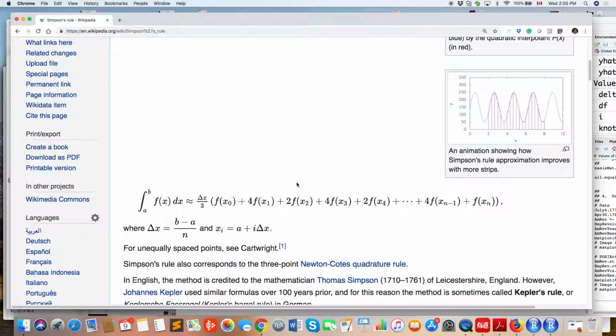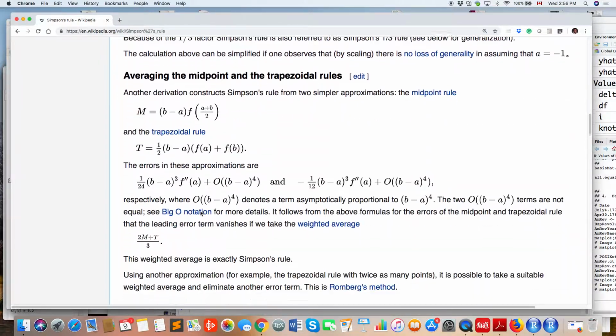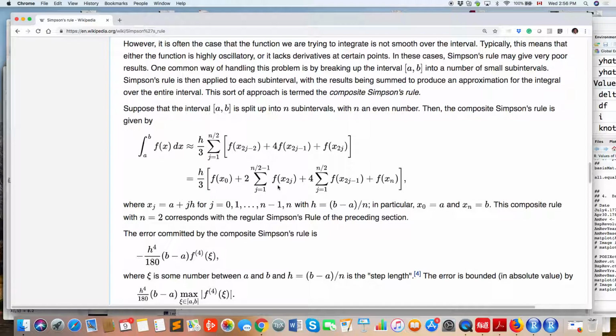So this is the Simpson's rule on how to evaluate the integral of a function, and here we're using the composite Simpson's rule. Basically, we have a number of quadrature points, and then we can use this formula to calculate the integral. So we're using this formula.